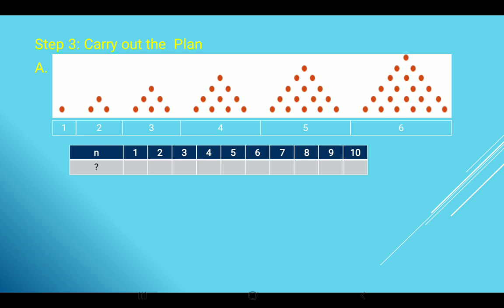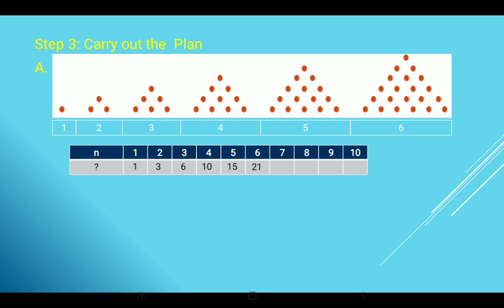So dahil in-extend ko yung ating table, hahanapin din natin yung 7th term to 10th term. So in this slide, nakikita natin yung figures from 1st to 6th term para madali natin malaman yung number of dots nila. So in the first term, we have 1 dot. In the second term, we have 3 dots. In the third term, we have 6 dots. In the fourth term, we have 10 dots. In the fifth term, we have 15 dots. And in the sixth term, we have 21 dots.